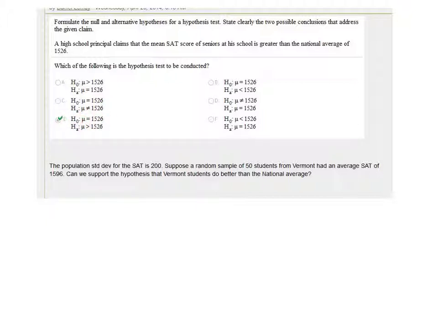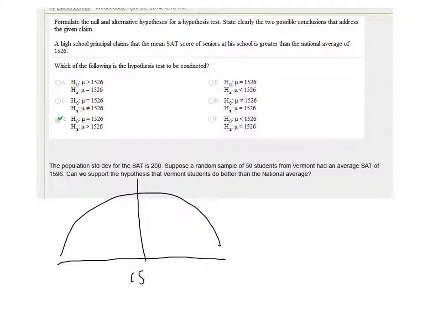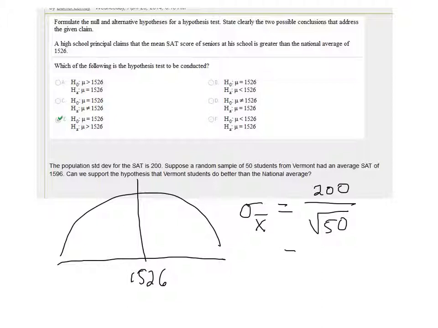Now, what we're doing here, what H0 says, is that, okay, we've got this national average of 1526. How much can we expect samples of size 50 to vary? So we know that the standard deviation for the sampling distribution, the standard error, is the standard deviation for the population divided by the square root of the sample size. When I calculate that on my calculator, I get 28.3 if I round. Okay, so now what does that mean?